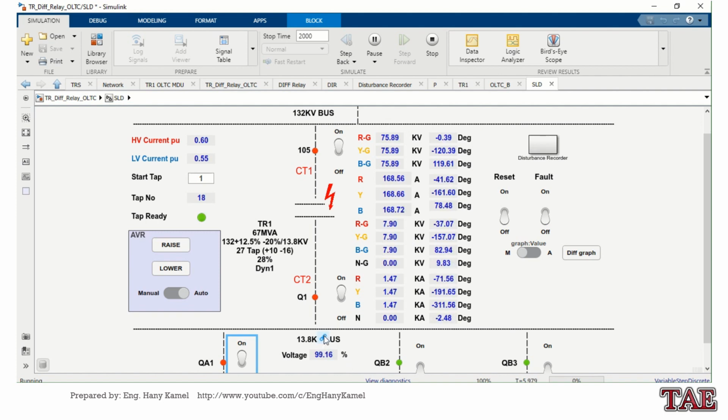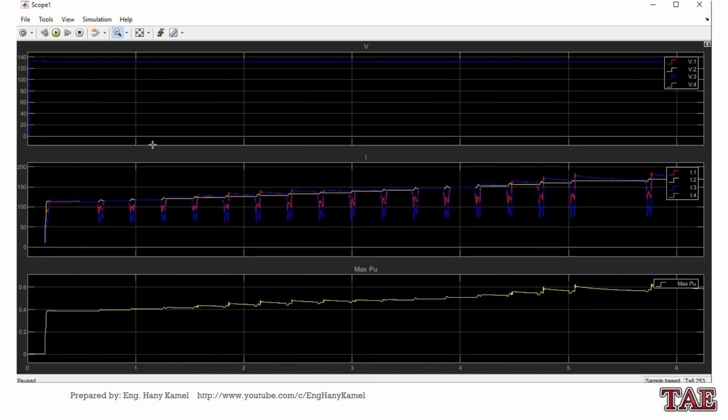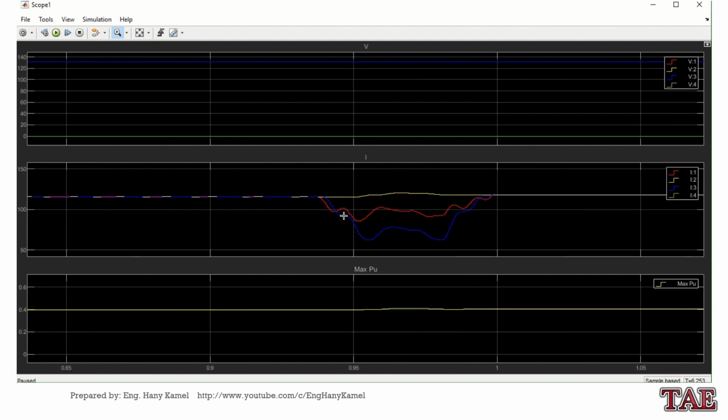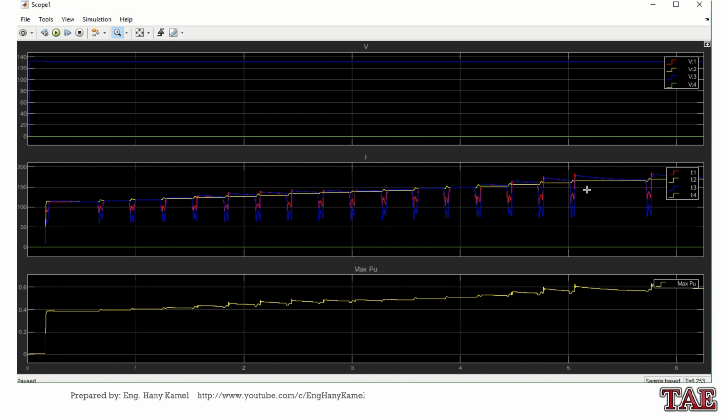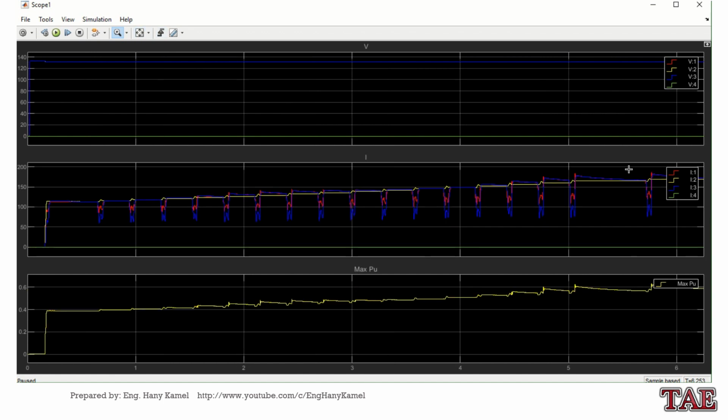Now the bus voltage is regulated, but let's see the current waveform. You can see the current already has drops in the R and blue phases. It will not reach 0 because it will make some arcing inside, but you can see the current already dropping during tap changing.